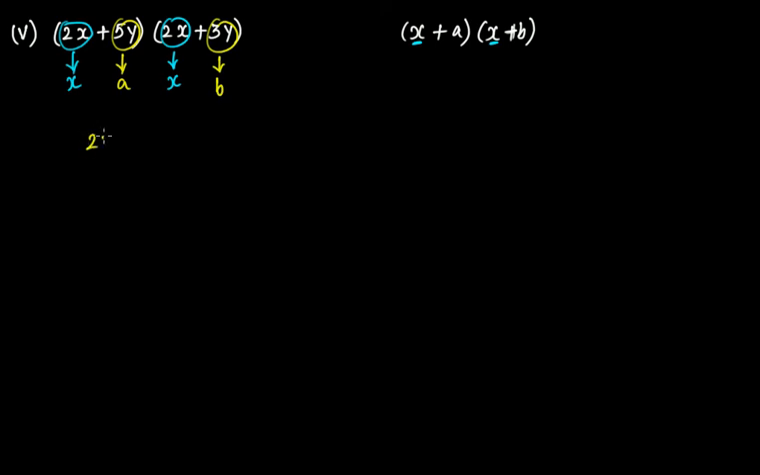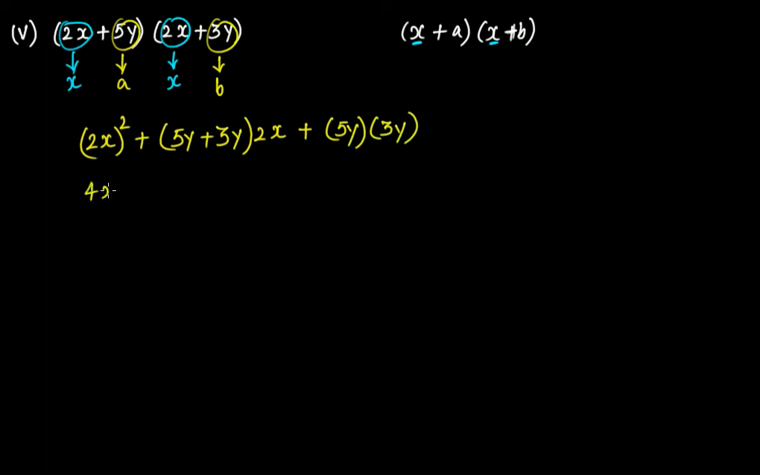So this is 2x squared, plus a plus b means 5y plus 3y, multiplied by x means 2x, plus ab means 5y multiplied by 3y. This is 4x squared, this is 8y multiplied by 2x means 16xy, plus 15y squared.